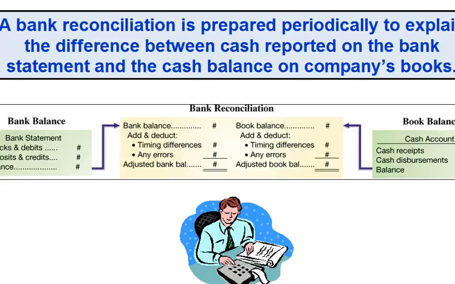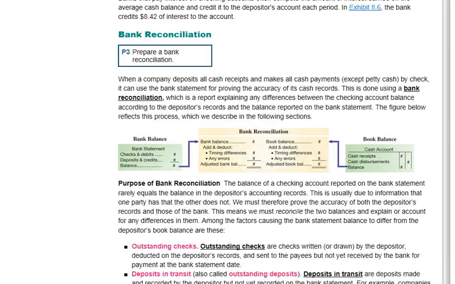A bank reconciliation is a report that explains or reconciles the differences between the balance of the company checking account as compared to the company's books and records cash account. The steps in the bank reconciliation to the books and records start with the comparison of the bank balance to the book balance.